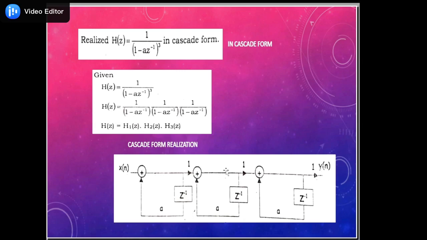Then the second time, that will be the 1 minus a z inverse, that a z inverse will be generated, and last that will be the 1 minus a z inverse. This term will be generated. For that x of n there will be no value, and y of n, that value will be generated, and you have changed the sign with respect to that y of n.